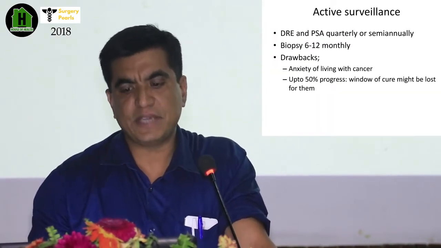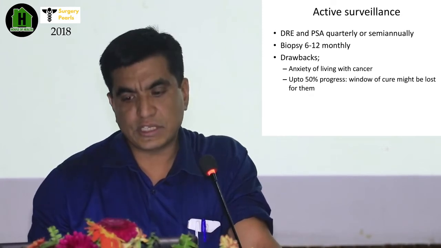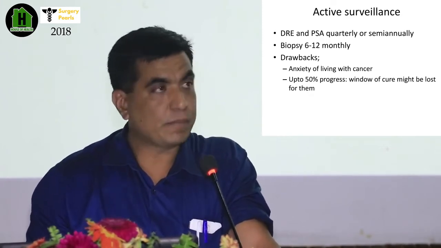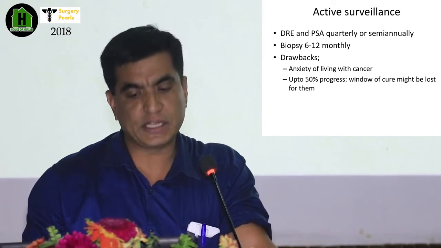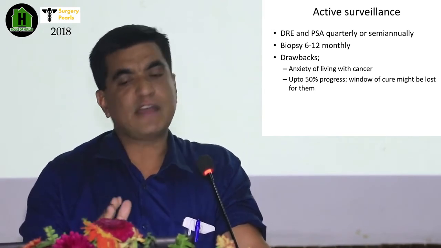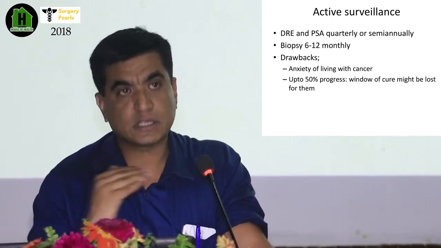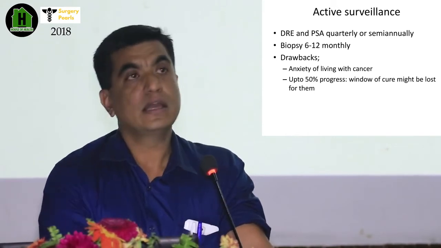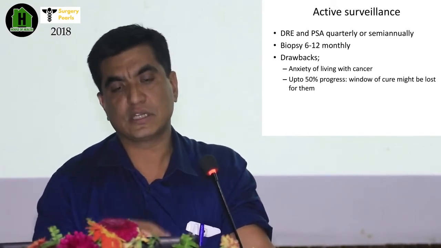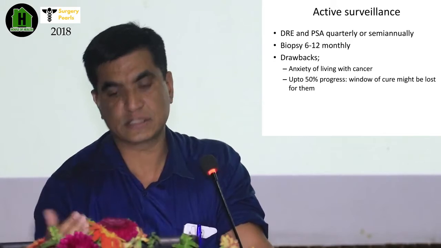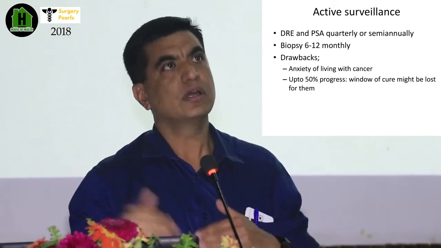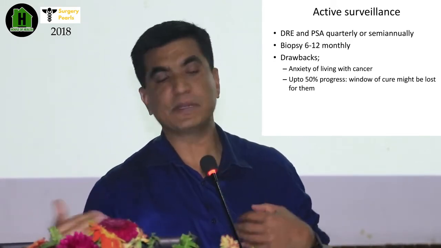When you subject a patient to active surveillance, DRE and PSA should be measured quarterly or semi-annually, and biopsy should be done 6 monthly or 1 yearly. The drawbacks of active surveillance are that the patient has to live with a constant fear of cancer, and up to 50% of the patients in active surveillance can progress. So the window of cure by doing a radical surgery might be lost for them.